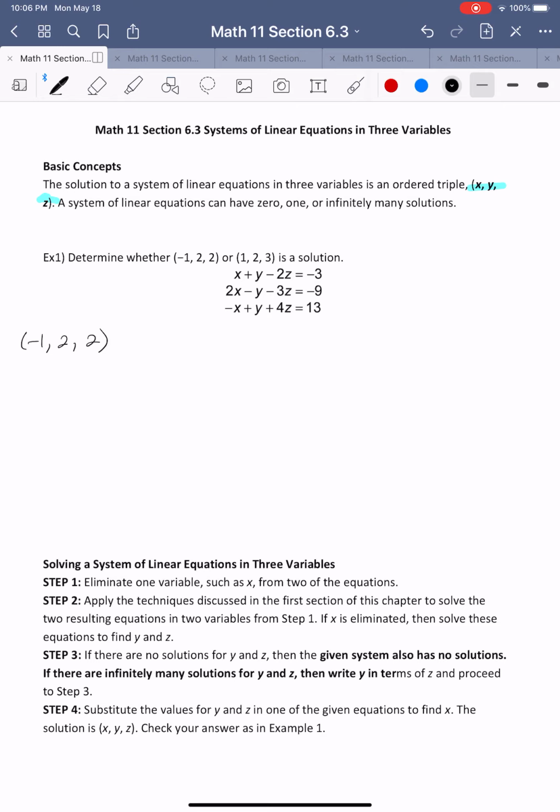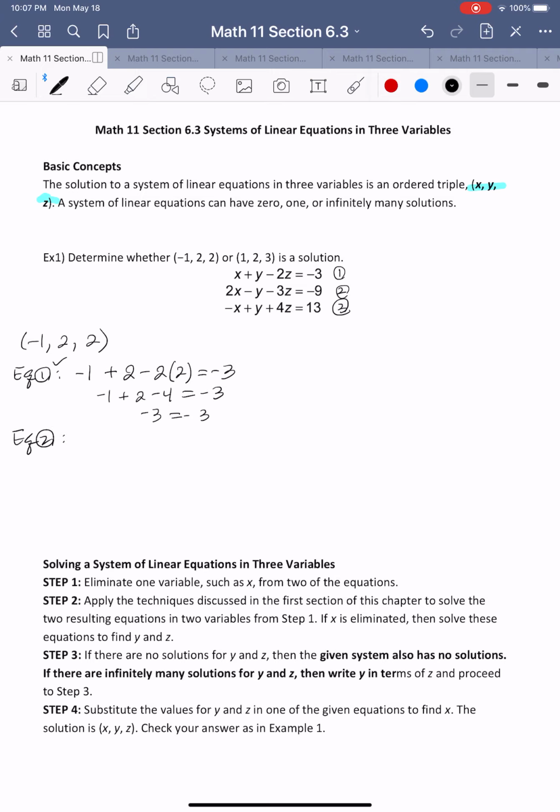So starting with equations 1, 2, and 3. For equation 1, I plug it in as x plus y minus 2 times z equal to -3, and then I want to check that the left hand side is also equal to -3. Okay, so -1 plus 2 minus 4, yes, -3 equal to -3. So it works for equation 1.